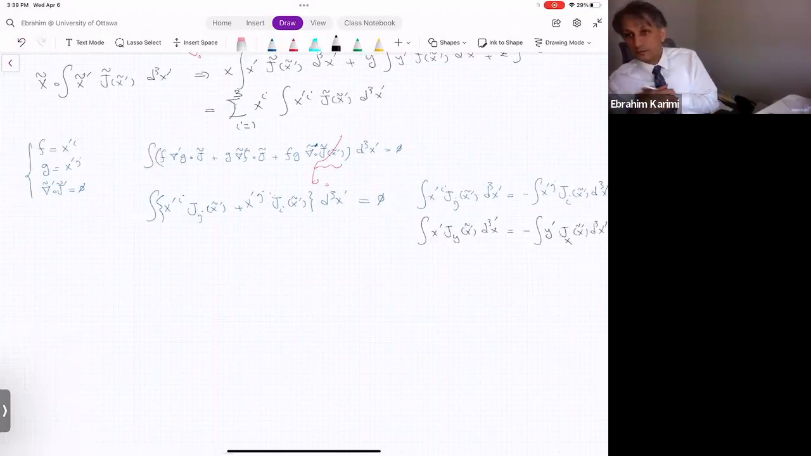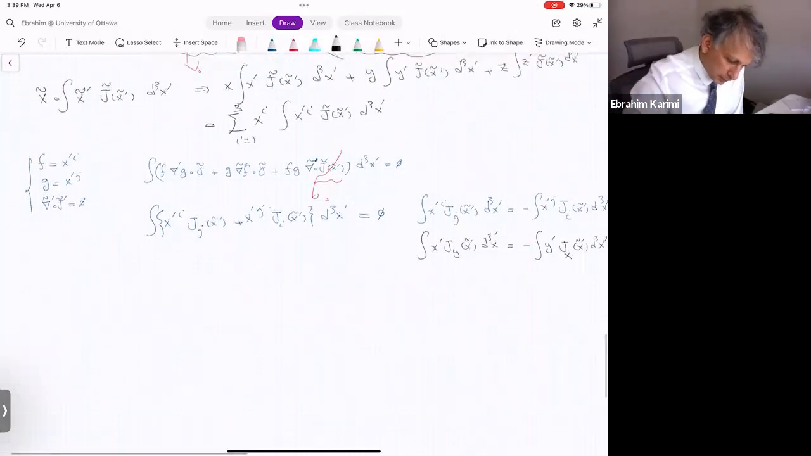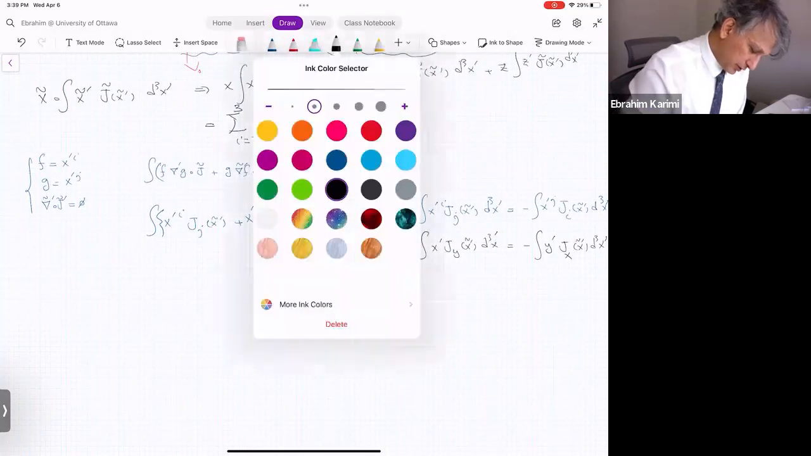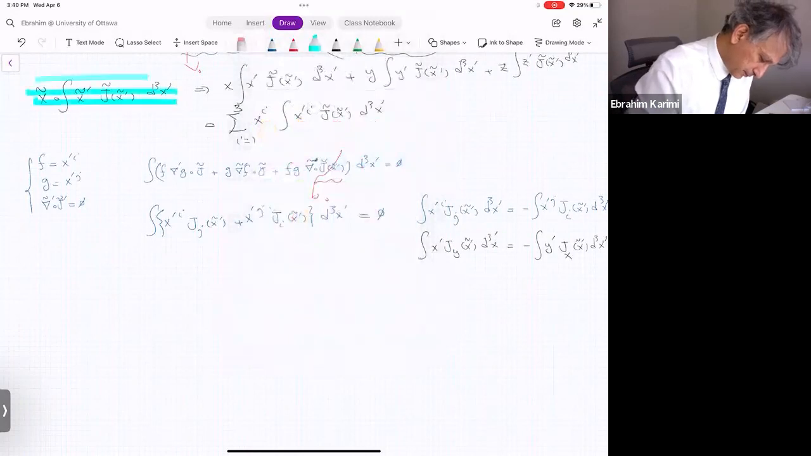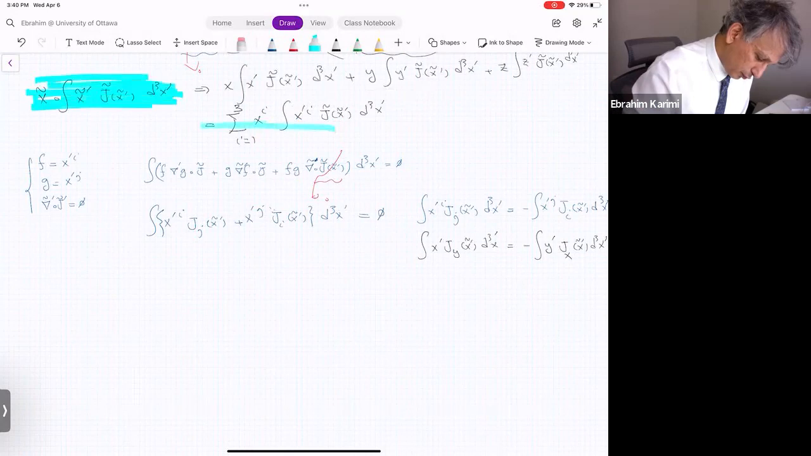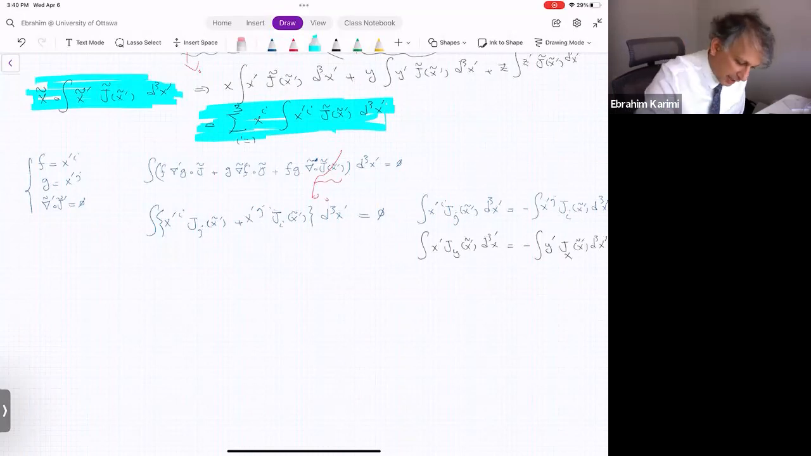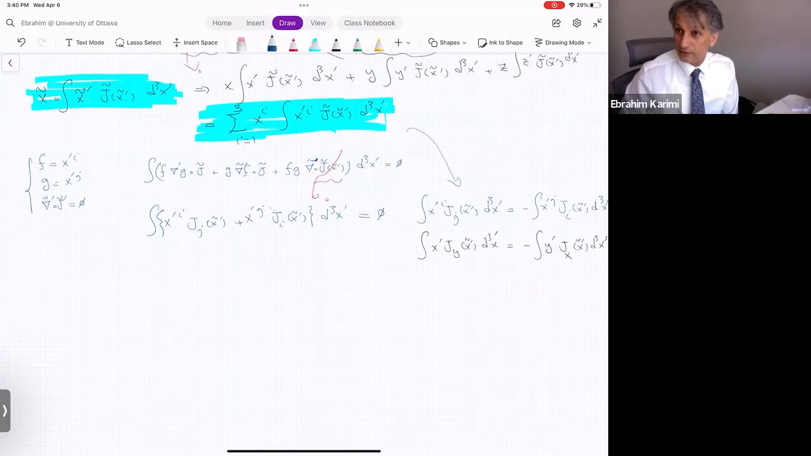Okay. That's a property that the current density has. Clear? Beautiful. So I'm going back to that expression that we had, which is this. Good. I'm going with that expression, and I'm applying the following relation that I have here.